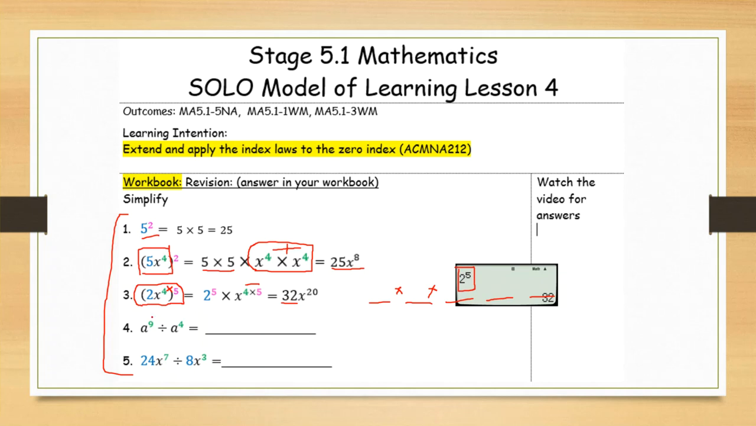Question 4, we subtract the indices when we have a to the power of something divided by a to the power of something. So 9 take away 4 is 5. So our answer is a to the power of 5. Question 5, 24, do the blue numbers first. So 24 divided by 8, and then subtract the indices, and we get 3x to the power of 4.